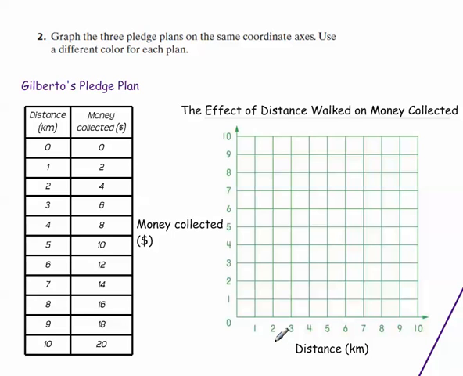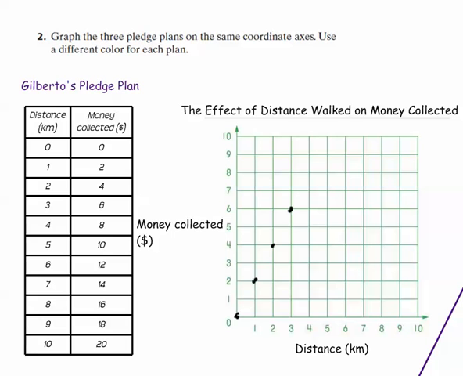Our DV, the money collected, which is in the second column, is over here on the y-axis. And we have a title for the graph that goes along with our scientific thinking, the effect of the IV on the DV. And then we can use the data from this table as coordinate pairs. So at 0 kilometers, Gilberto's not getting any money. At 1 kilometer, Gilberto's going to get $2. 2 kilometers is going to get $4 from a sponsor, and so forth and so on.